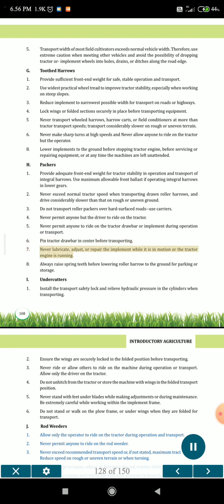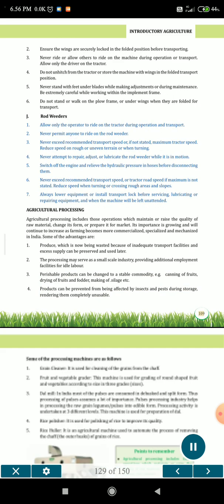7. Never lubricate, adjust, or repair the implement while it is in motion or the tractor engine is running. 8. Always raise spring teeth before lowering roller harrow to the ground for parking or storage. I. Undercutters. 1. Install the transport safety lock and relieve hydraulic pressure in the cylinders when transporting. 2. Ensure the wings are securely locked in the folded position before transporting.